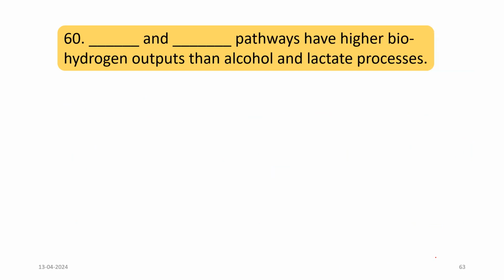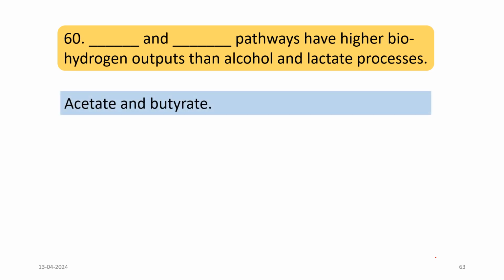Next, blank pathways have higher biohydrogen outputs than alcohol and lactate processes. The answer is acetate and butyrate. So acetate and butyrate pathways have higher biohydrogen outputs than alcohol and lactate processes have.